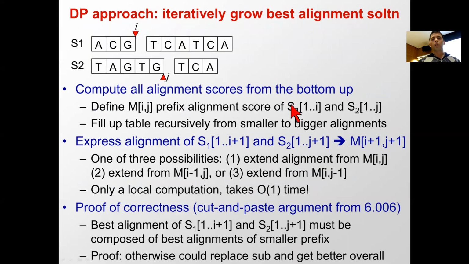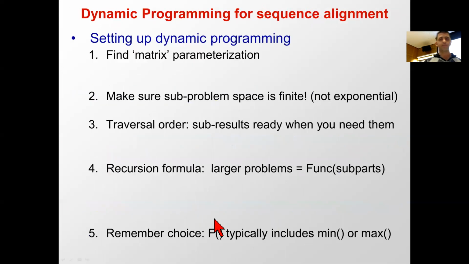So we computed all alignment scores from the bottom up. We defined this matrix of prefix alignment. We filled out the table recursively. We expressed the alignment of this and that together to compute this. There were only 3 possibilities. It took us order 1 time. And then the proof of correctness is this cut and paste argument.